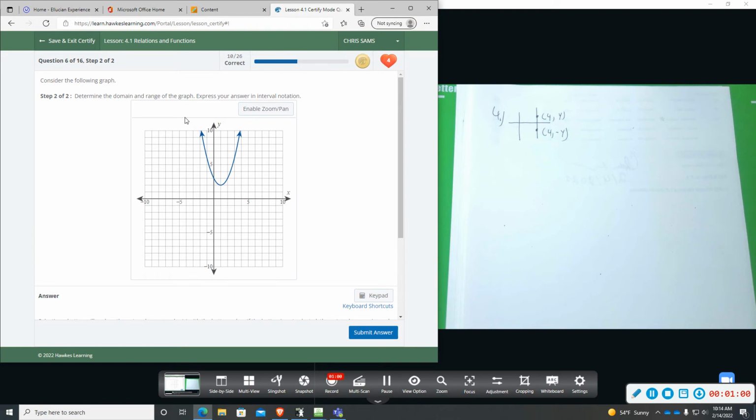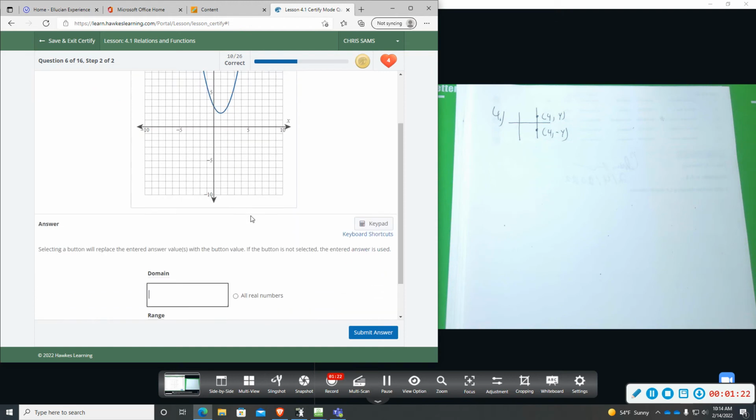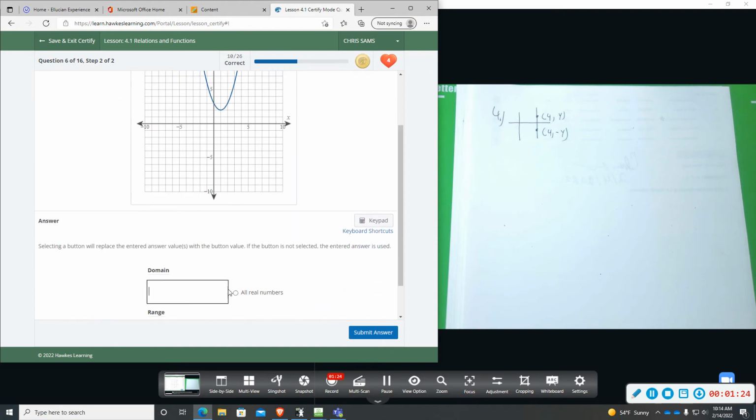So we just have to model it out, trace the graph to the left, and see how far to the left it goes. If you see an arrowhead, that means negative infinity going toward the left side. On the right side, I have an arrow there. Now it's going upward, but it's also going right. It's going more slowly to the right, but it will continue to go right forever. So for the domain, we say all real numbers.